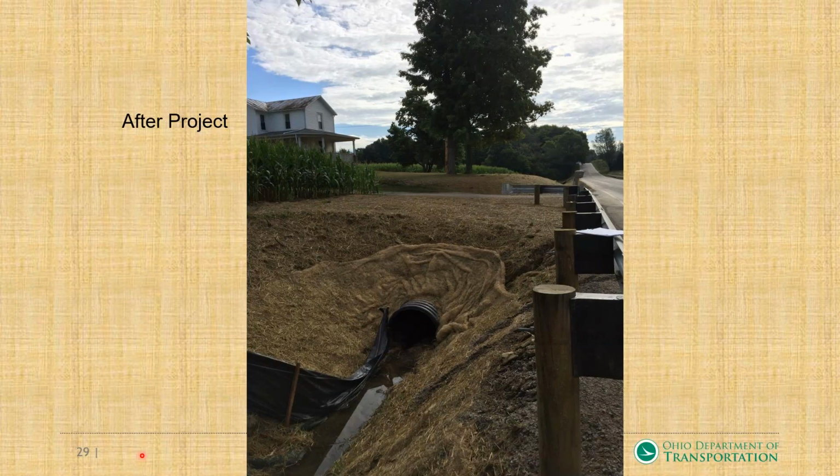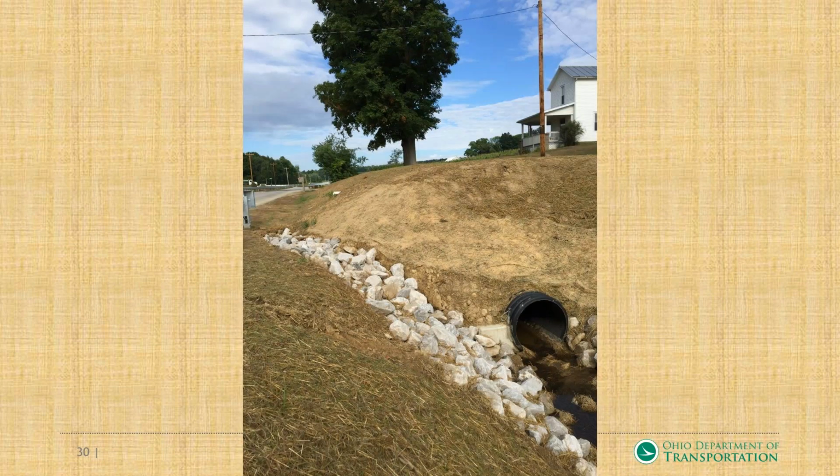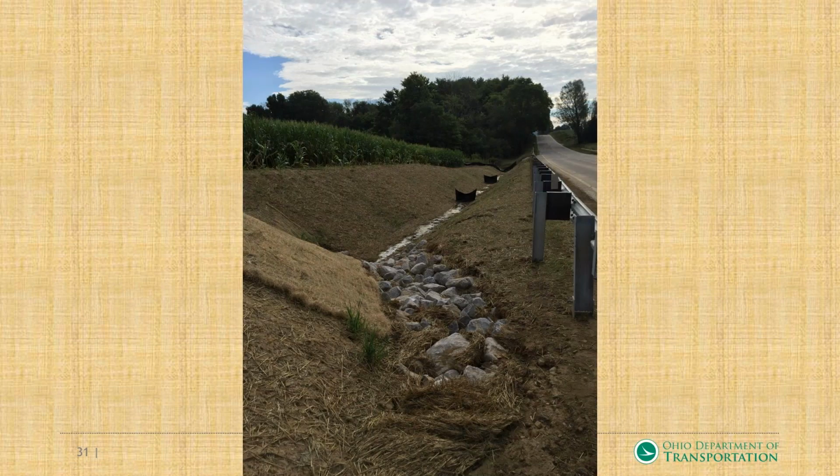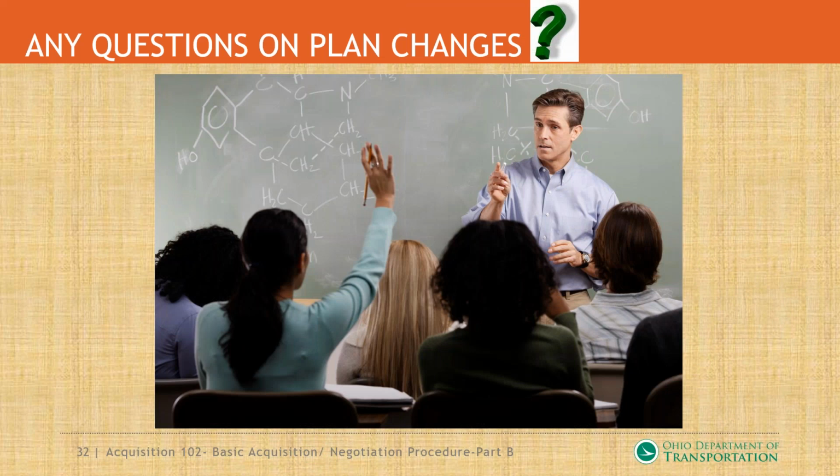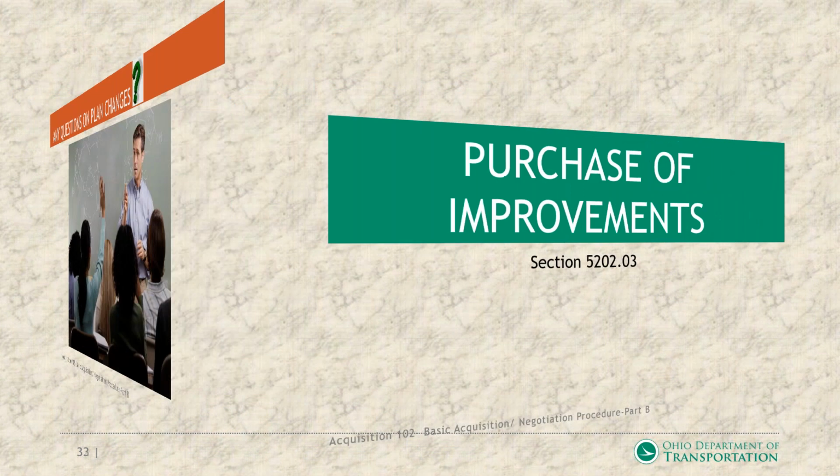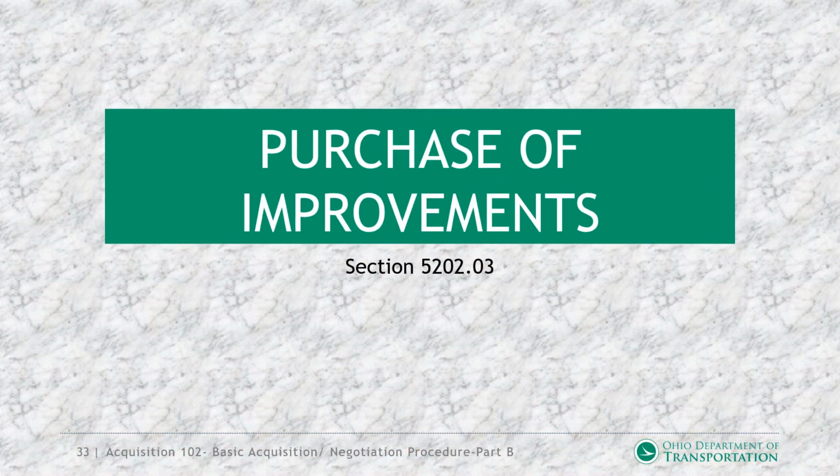And this is what it looks like after the project. So if plans would have remained the same, the trees would have been eliminated, and they would have a ditch beginning about right here. And going through it, we just have a few more photos of the project after construction. And that's the end of our section of plan changes. If anybody has any questions, please feel free to ask, if Victoria has any.